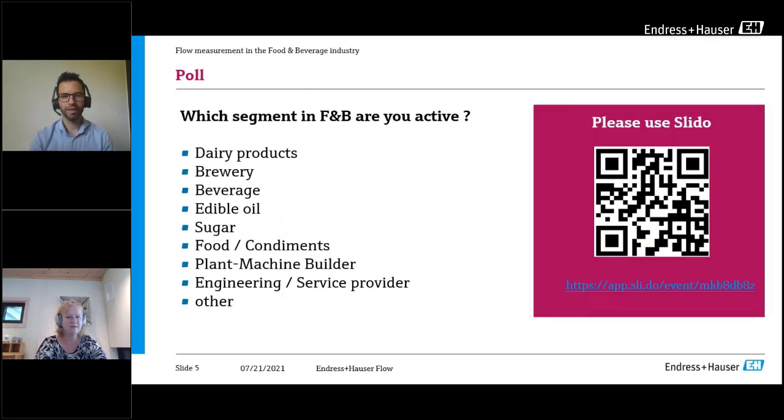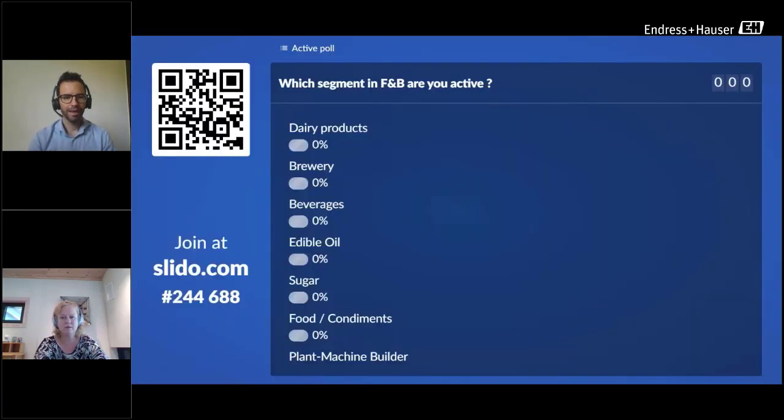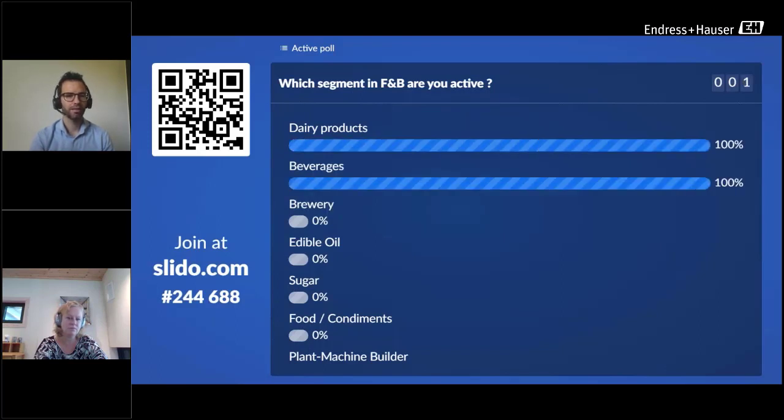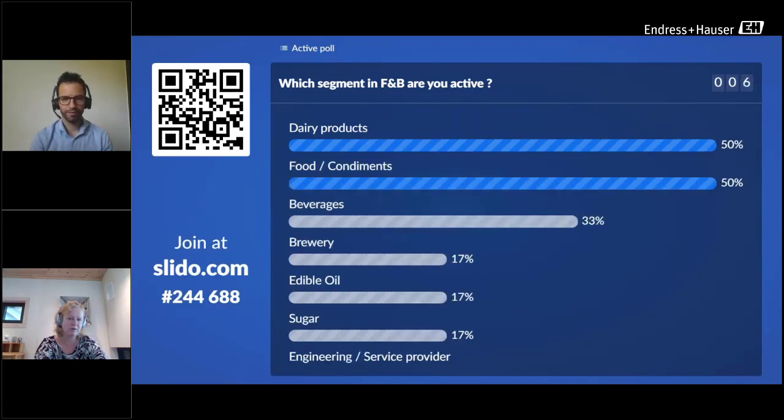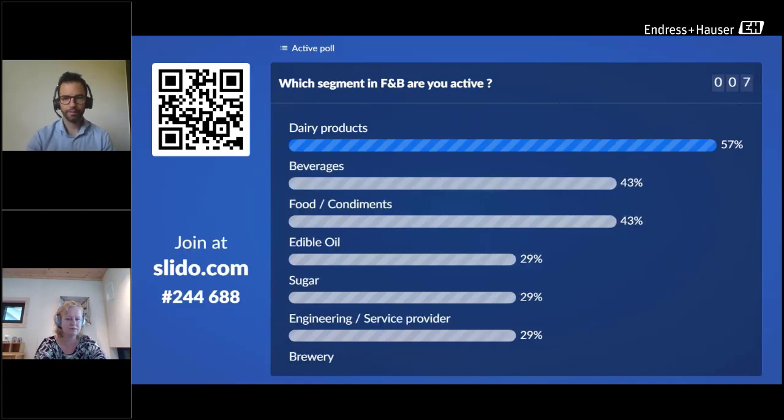We will start with a poll, and we will have three of them today, so it's a little bit interactive. You can use this QR code or click on the link in the chat, which Matthias provided, and then you can select in which segment in food and beverage you're active. We would like to know which areas you're working in, just so that we have a quick overview. You can use your smartphones, scan the QR code or use the link directly, and we'll see live where you are from.